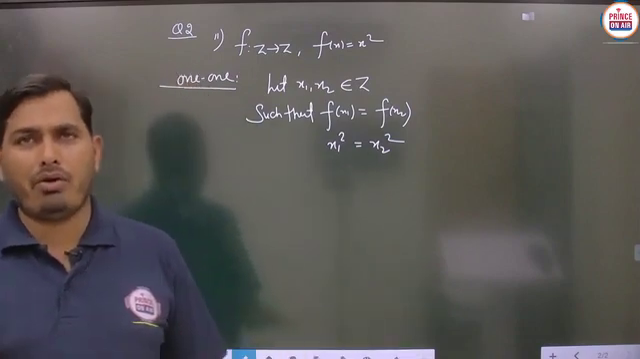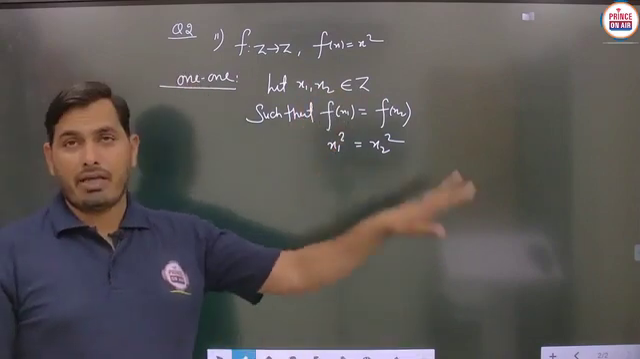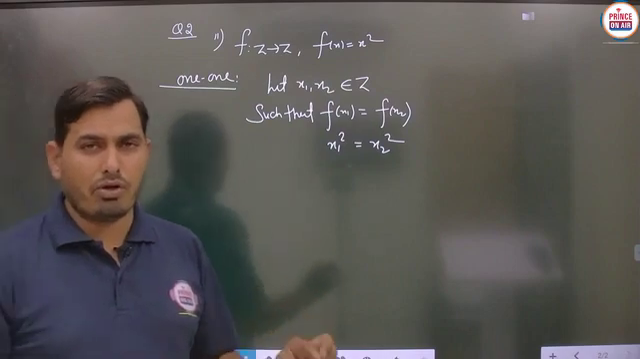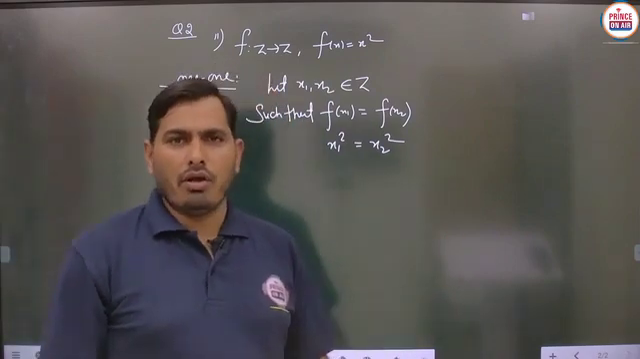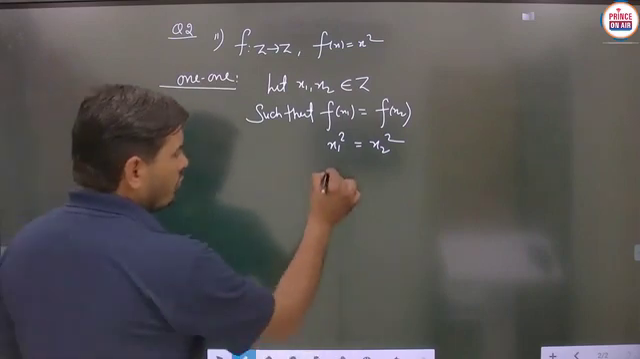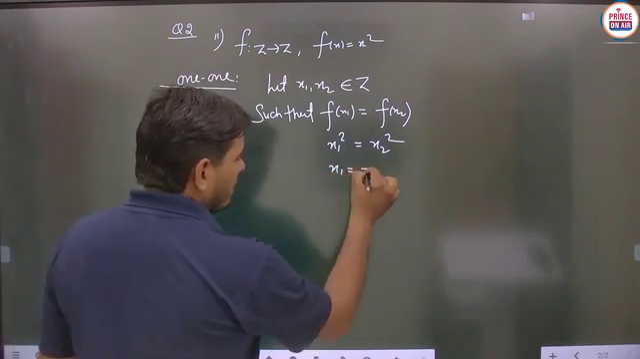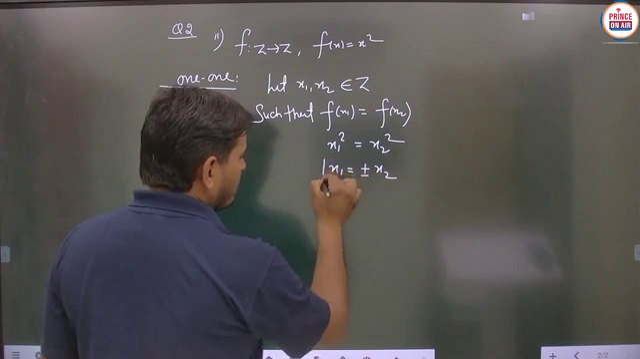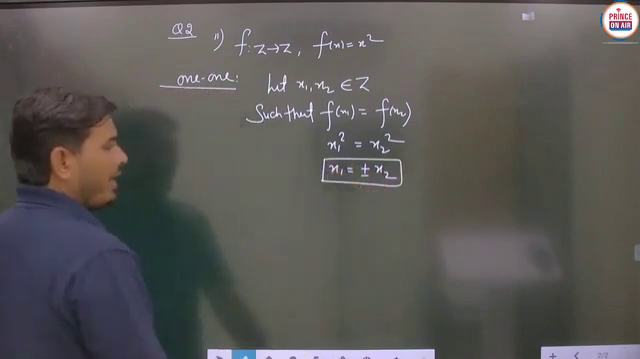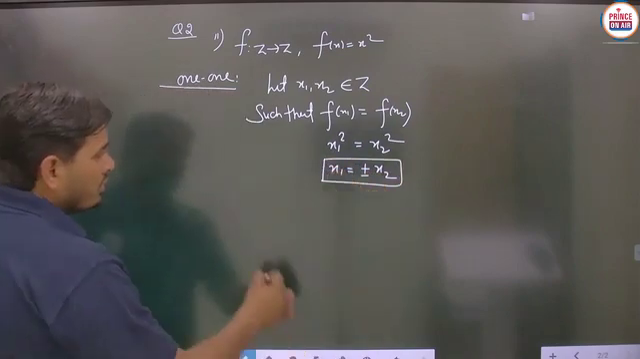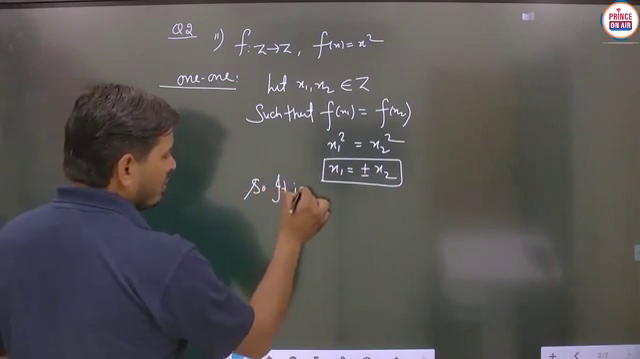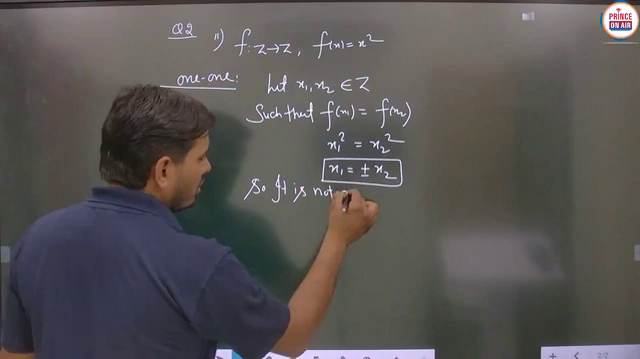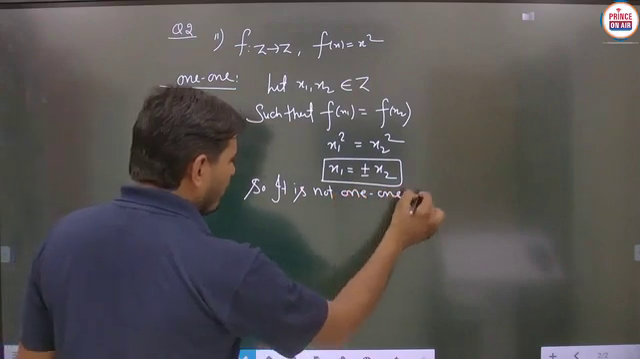It will depend on the case of x1, x2, because x1, x2 belong to the set of integers, and integers can be either positive or negative. So basically here, student, you will get the result as x1 equals plus or minus x2. So if we obtain x1 equals plus or minus x2, then it is not 1-1. And you can check one more case.